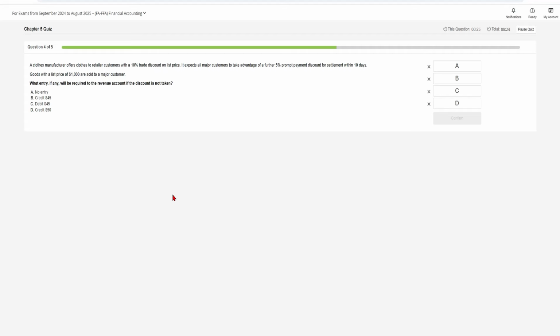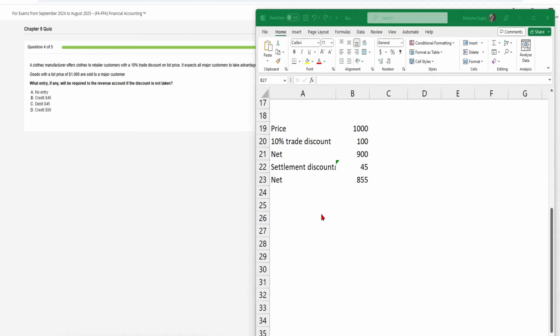All right. So we will solve this in Excel. So here I have solved this question. The price of the goods was 1,000, and the clothes manufacturer gives a 10% trade discount. The trade discount is given upfront, immediately. So we will reduce 10% from this price, and the net amount will be 900, after giving the 10% trade discount.